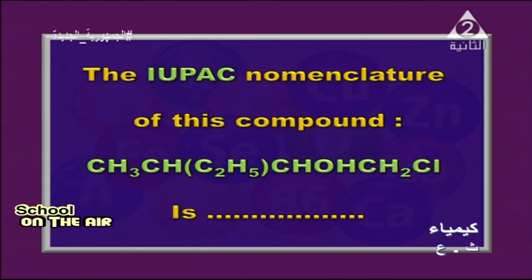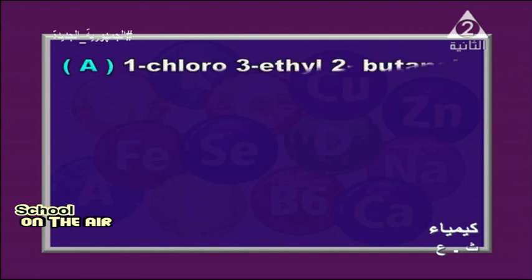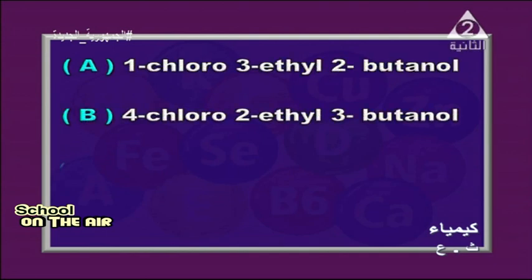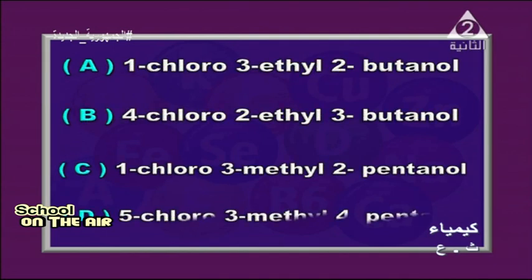Next point. The IUPAC nomenclature of this compound, CH3, CH, C2H5, CHOH, CH2Cl. If you write the name of this compound, is it A or B or C or D? If you write the name, it will be choice number C.